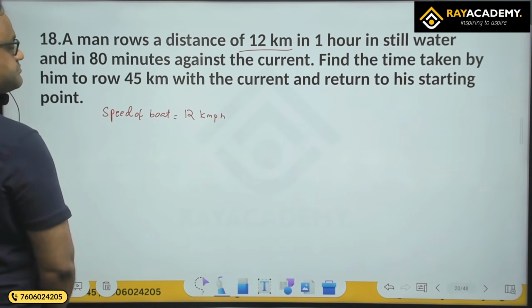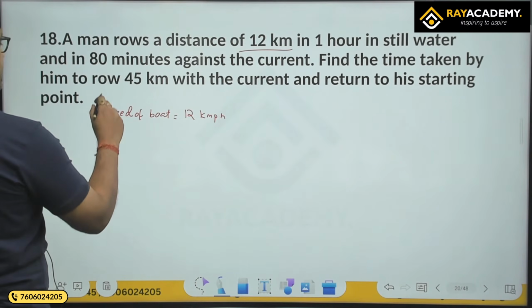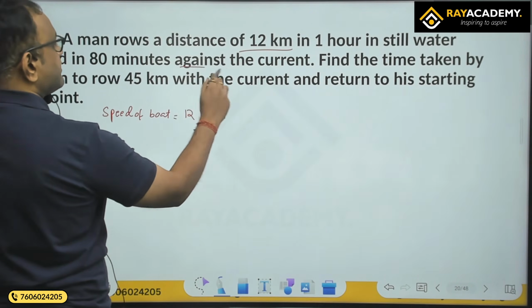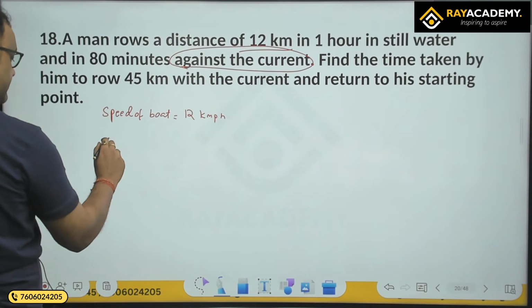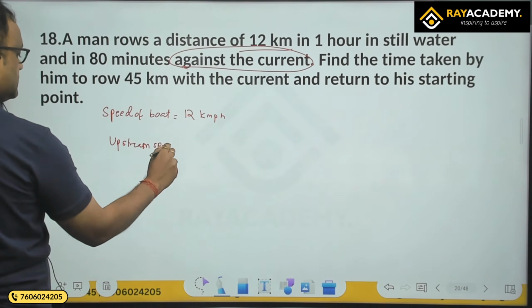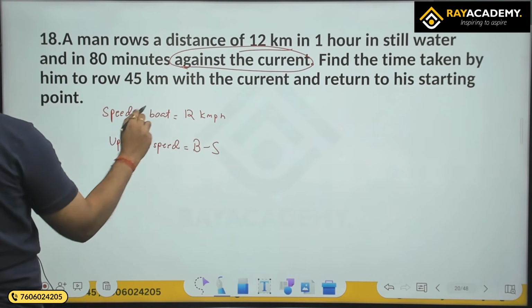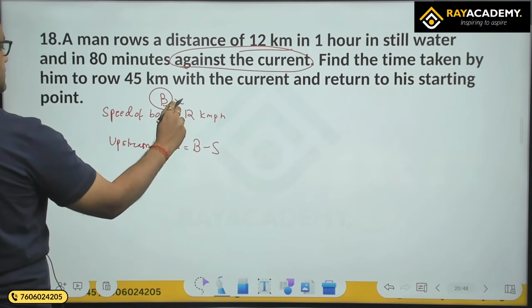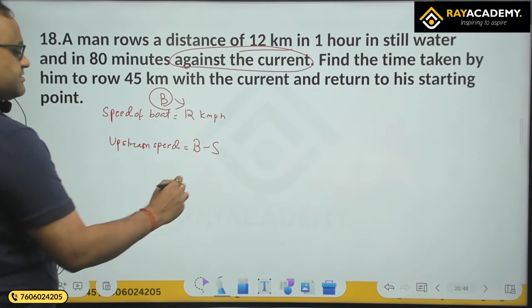And if the person goes against the current, what does it mean? It is the upstream speed. Upstream speed, that is B minus S. What is B? B is the speed of the boat. I can write B here. And S is the current speed. That is S. B minus S is what?